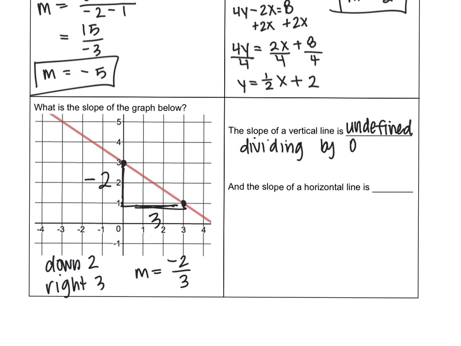Whereas the slope of a horizontal line is 0. And this is because the y values are the same, which means you get 0 divided by a number, and 0 divided by anything is always 0. So you get 0 divided by a number. So the difference between vertical and horizontal lines is the placement of 0 in the fraction.